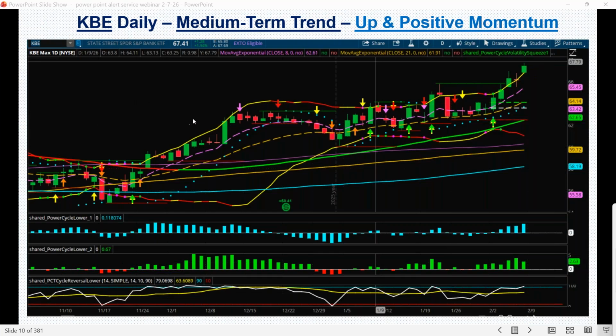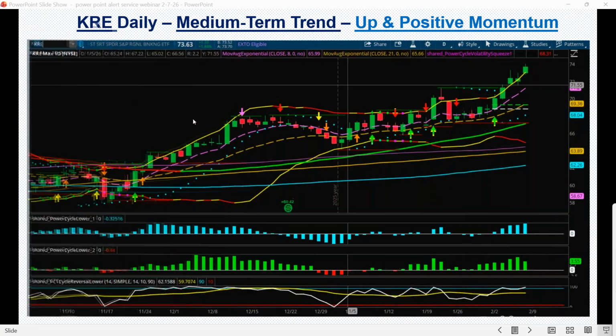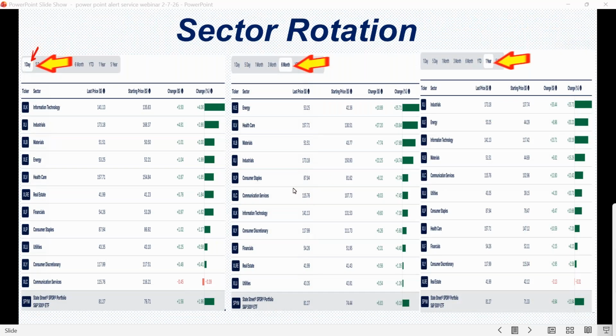And then we also have the regional banks doing the same. So we've got the KRE, and it's also still continuing to trend up with positive momentum on the relative strength and on cycle 1 and 2, which measures momentum. So that's looking good, a positive alignment there. Now, when we look at sector rotation, you can see what's happened here over the last Friday.